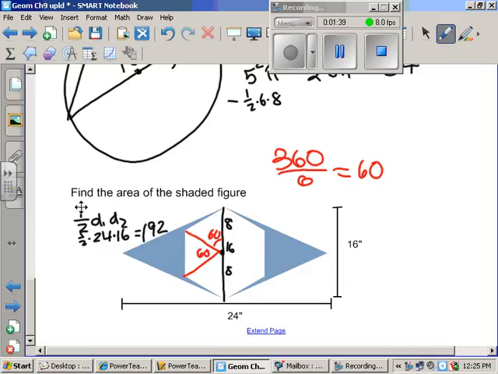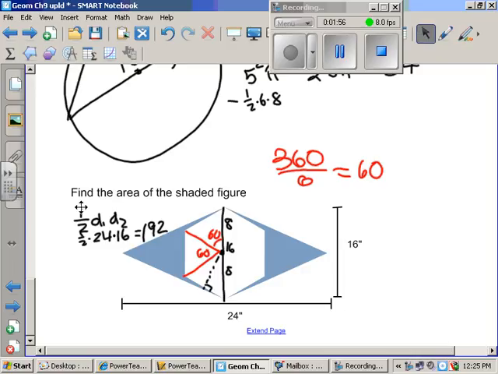Then I draw in my apothem. I have to make this into a right triangle to be able to use trig, or to use a 30-60-90 triangle or anything. I got to have a right triangle. That's why I draw in the altitude, which is also the apothem of the whole shape.